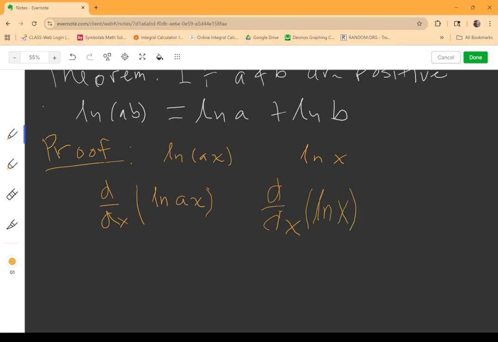Okay, so when I take the derivative here, again, we're going to need the chain rule for this one, right? A is just a constant. So the derivative would be 1 over ax, using the chain rule, 1 over whatever the input is. Now I go inside and take the derivative of the input, which is just a. So this leads me to 1 over x.